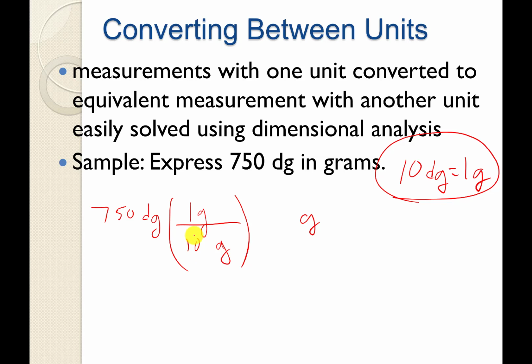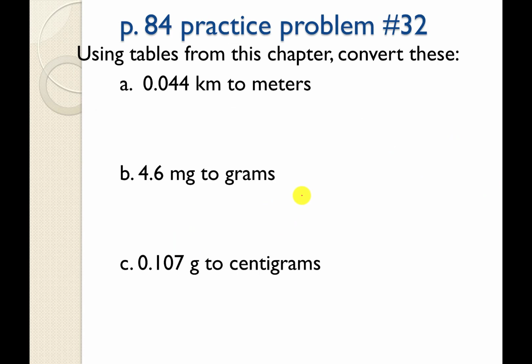Let me try this again. 10 dg, there we go. This is really simple. Okay, so 720 decigrams divided by 10 grams equals 75 grams. Let's see here. All right, let's do a few more of these.